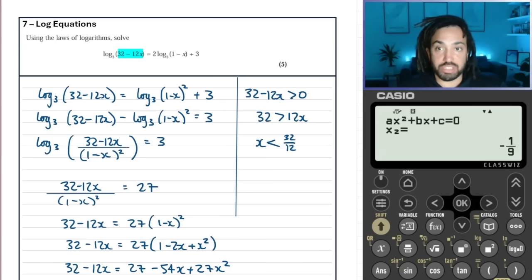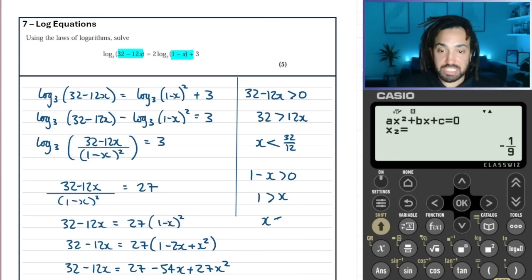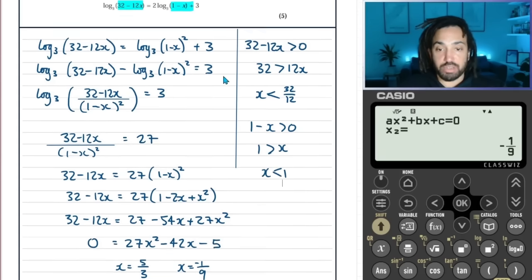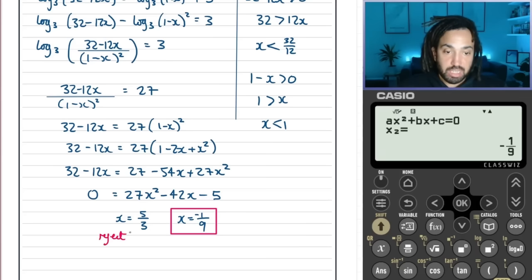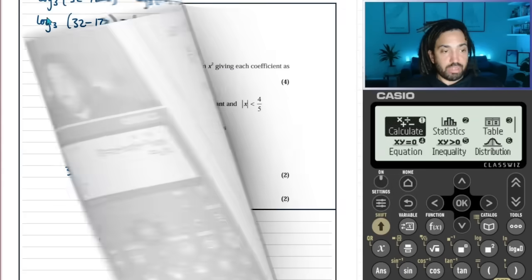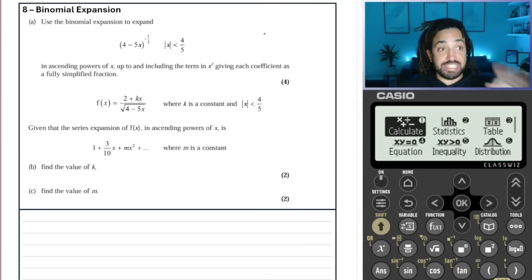Okay, well then what about this? We need this one also to be positive. So we need that 1 minus x needs to be greater than 0, which means that 1 needs to be greater than x, which means that x needs to be less than 1. Okay, perfect. There we go. So in order for both of these to be satisfied, only the minus 1/9 actually satisfies both of them, because this is the only one where x is less than 1. So we must reject this one here.